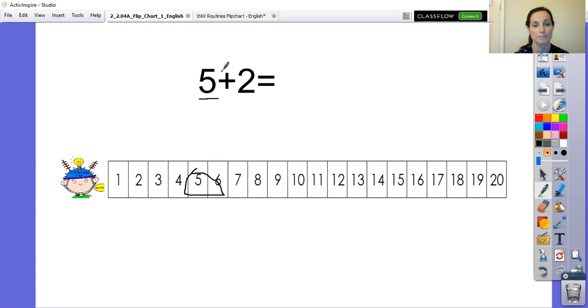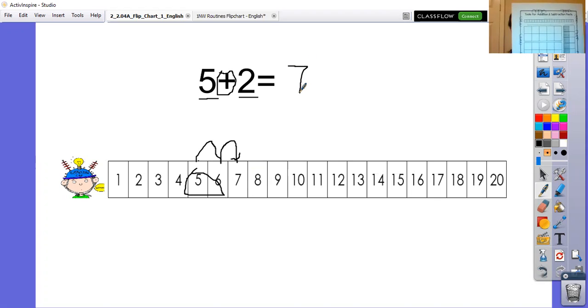Remember, when we see an addition symbol, that means our number is going to get bigger. And so we are going to count on by going to the right. We're going to count on how many times? This number tells us how many times we're going to jump. So we're going to start at the number 5 and we're going to count 1, 2. And so we counted on 5 plus 2, and your answer should be what? If you said 7, that is correct.